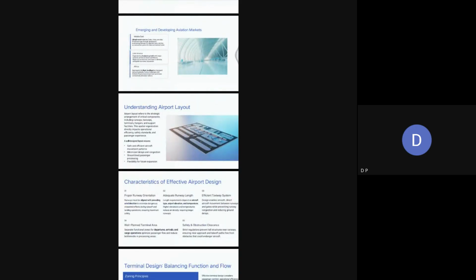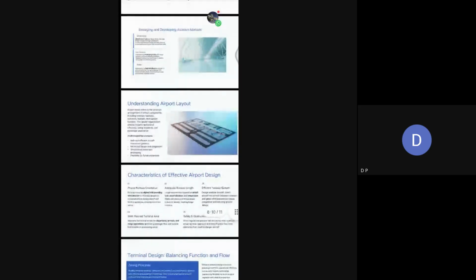First, proper runway orientation. The runway must be aligned with the prevailing wind direction to minimize dangerous crosswind effects during takeoff and landing operations. Adequate runway length. The length required depends on the aircraft type, airport elevation, and temperature.